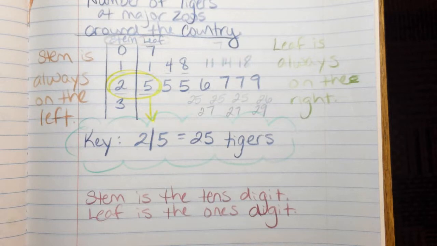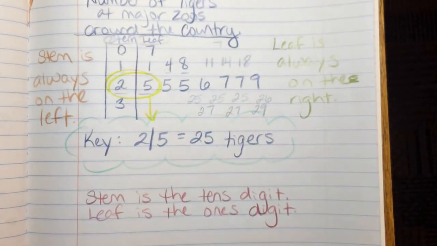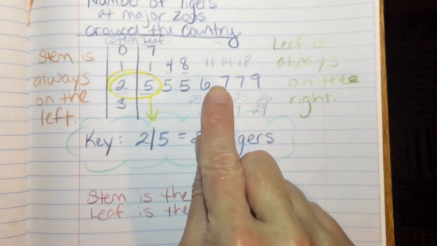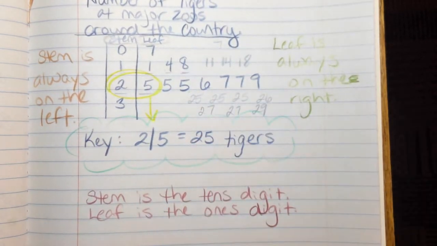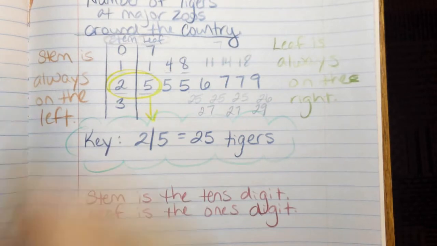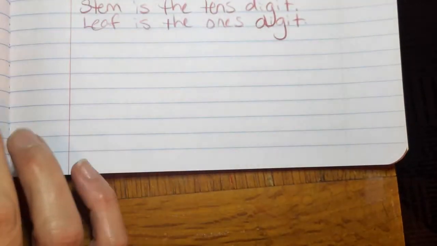How many zoos have more than 30 tigers? Well, there's no numbers here, so none, 0. How many zoos have exactly 27 tigers? 2. How many zoos have more than 25 tigers? 1, 2, 3, 4. Okay, that's it. That's all there is to it. Now, I'm going to give you two other examples. I don't think you'll see them this way, but we're just going to put them down here because we can.